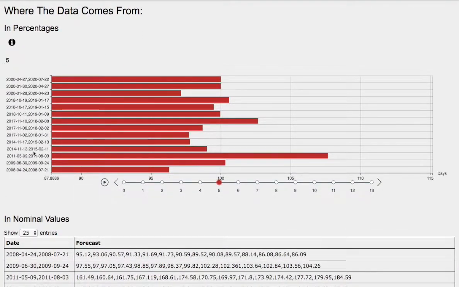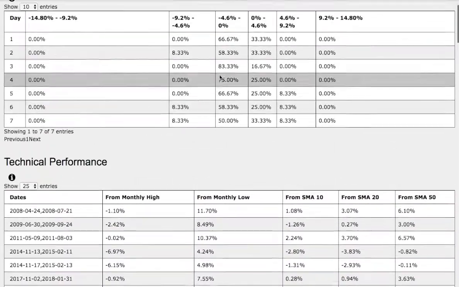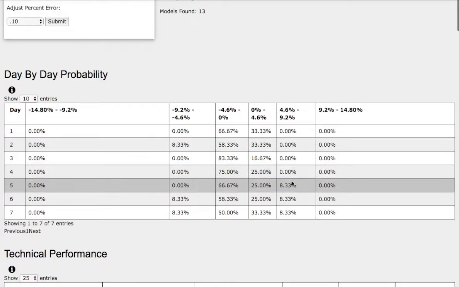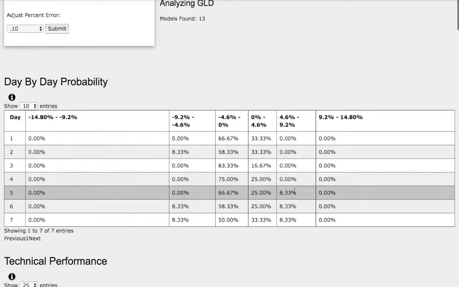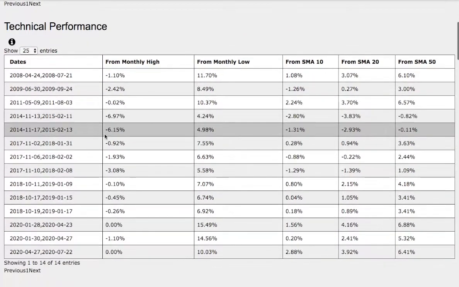So the model that we just examined was back in May 9th to August 3rd, 2011. Back then, gold continued to climb higher, roughly around 7.7%. If we head back to the day-by-day probability model, that coincides with this standard deviation of 8% chance for it to climb between 5% to 9%. Let's examine closer the technical performance.